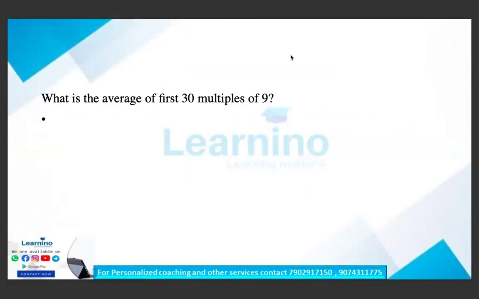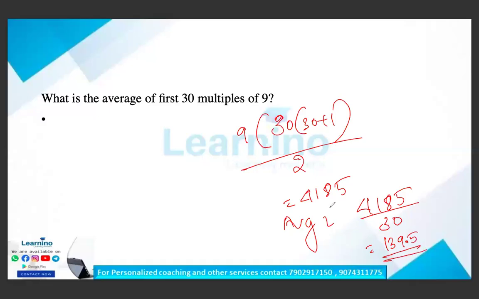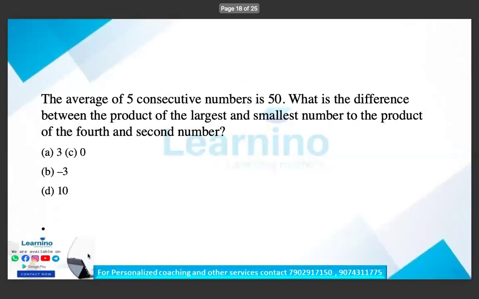What is the average of the first 30 multiples of 9? So we will get 9 into 30 into 30 plus 1 by 2, that is 4185. Average will be 4185 divided by 30, that is 139.5 will be the answer of the question.